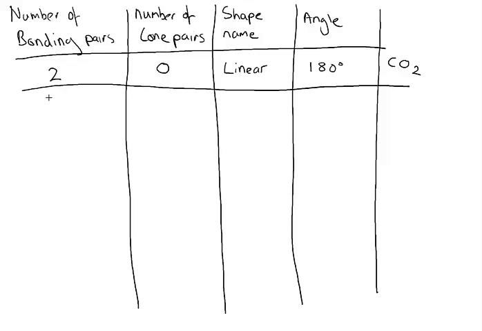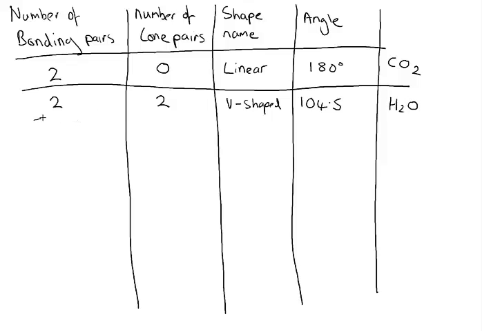So we will have two bonding pairs, two lone pairs, and that will be V-shaped, and that is 104.5. And a good example of that is water.